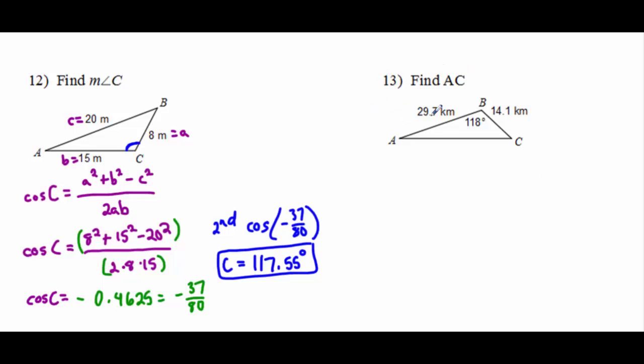And then 13 here is side angle side again. So we're looking for AC, which is the bottom here, which is B. So this 14.1 is side A, and 29.7 is C. We're going to fill it into the formula that says B squared, which is A squared plus C squared minus 2 times A times C times cosine of our angle.